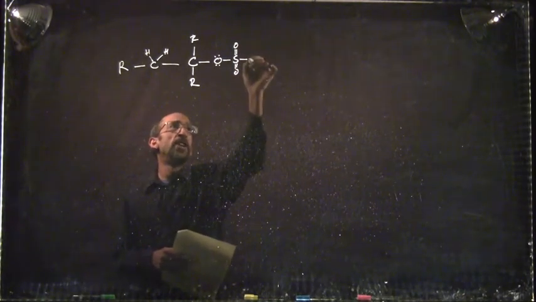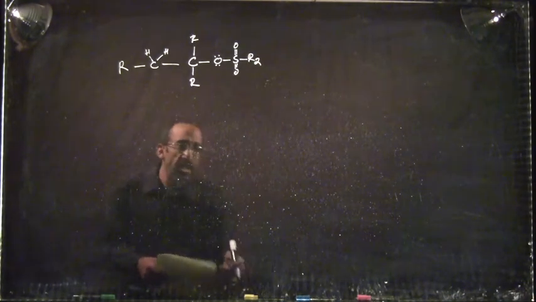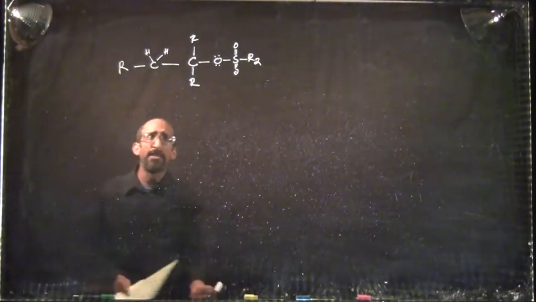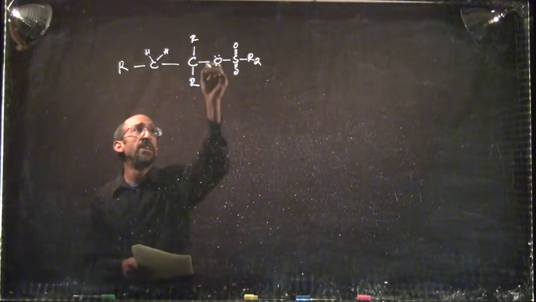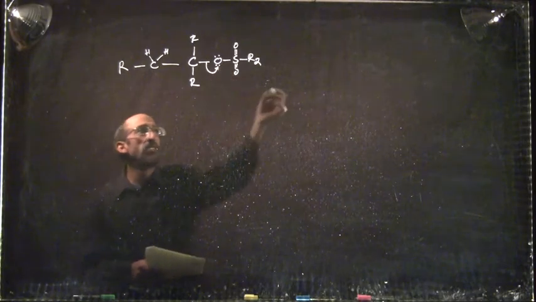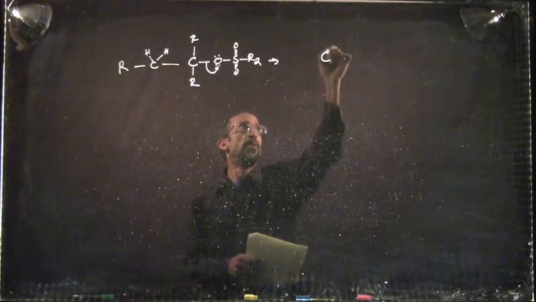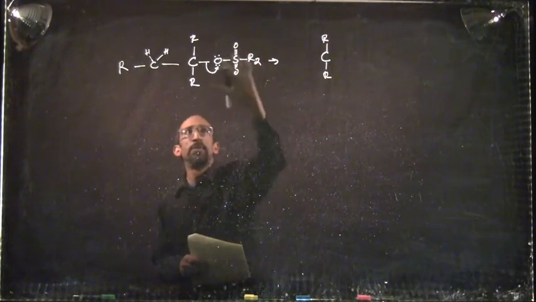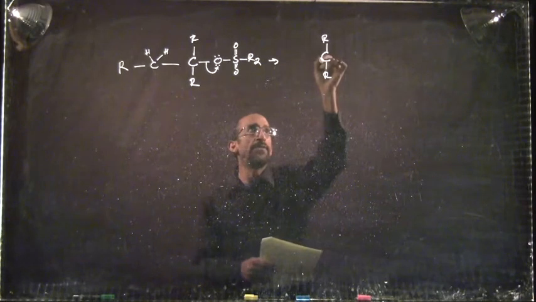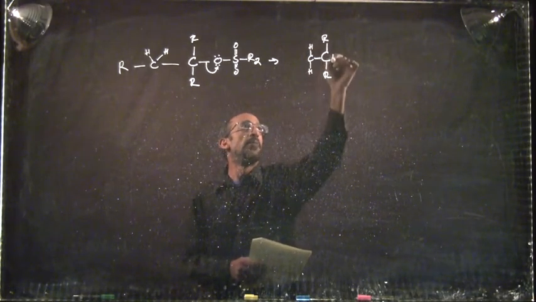And because we know that this is going to be an E1 process, we know a carbocation has to form. The first step is going to be dissociation of that leaving group to generate our carbocation. Remember, sulfonate esters are pre-activated. That is going to be a good leaving group. It's going to want to fall off. We're going to be left with our carbocation.